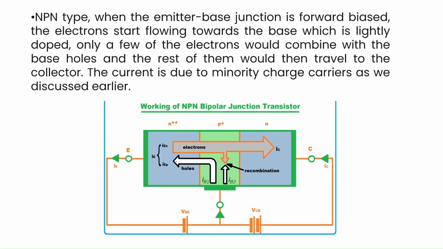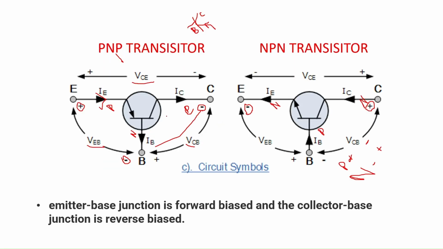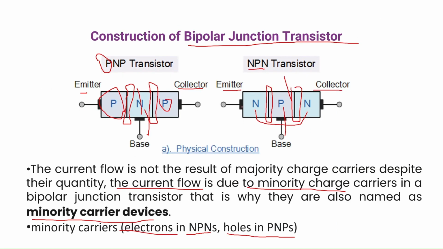For an NPN transistor, when the emitter base junction is forward bias, the electrons start flowing towards the base. The electrons from N type will move towards the base, and since the base is of P type, the majority carriers will be holes. It is not heavily doped, it is lightly doped, so there will be less number of electrons, less number of holes.